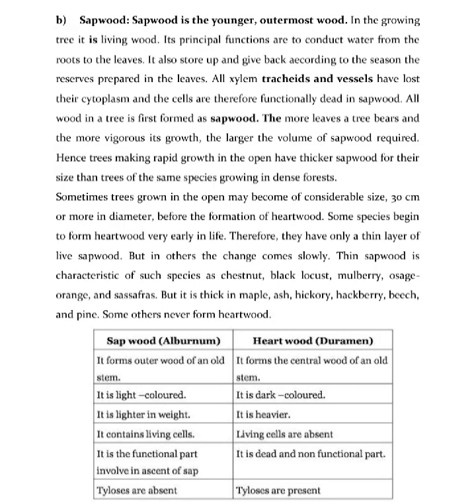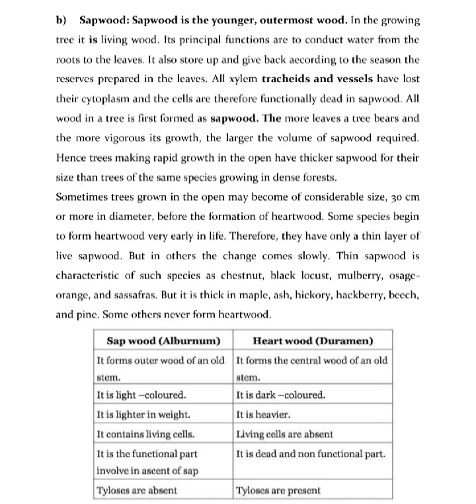B. Sapwood. Sapwood is the younger, outermost wood. In the growing tree, it is living wood. Its principal function is to conduct water from the roots to the leaves. It also stores up and gives back, according to the season, the reserves prepared in the leaves. All xylem tracheids and vessels have lost their cytoplasm and the cells are therefore functionally dead in sapwood. All wood in a tree is first formed as sapwood.